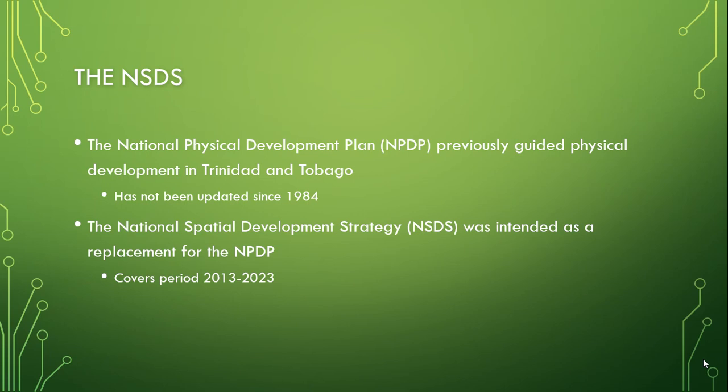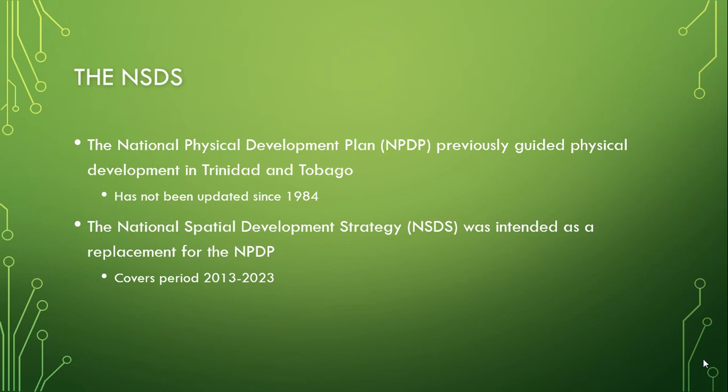So the NSDS stands for National Spatial Development Strategy. Now before the NSDS, we had the National Physical Development Plan, that's the NPDP. And this was previously used to guide physical development across the nation. Now the intent of these guidelines was that they were to be updated every 5 years. However, the National Physical Development Plan has not been updated since 1984. So we can see that continuous review and updating never really took place.